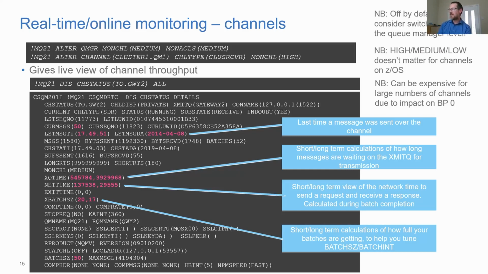Again, it has this idea of high, medium, and low. That doesn't matter on z/OS, whether it's high or low makes no difference. There is a bit more of a cost with this, and that's detailed in one of the MQ performance reports. However, it is really valuable information because it allows you to understand what's going wrong, and you want to have it on really. So what information have we got here? So here's an example for a particular channel. So you can now see when that channel started last. Actually, I'm looking at the wrong one. Where's the start time?